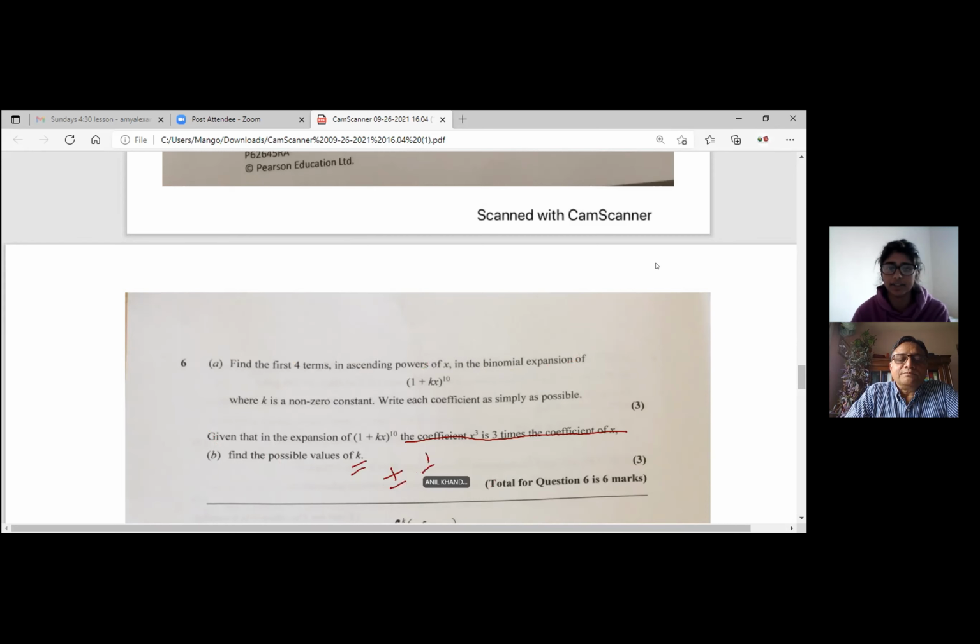But you can't have the 0 because it says in part A, where k is non-zero. 0 doesn't make sense, right? If it is 0, it is 1 to the power of 10, correct? So that doesn't make sense. So plus or minus half, both answers should be reported. Is it okay?